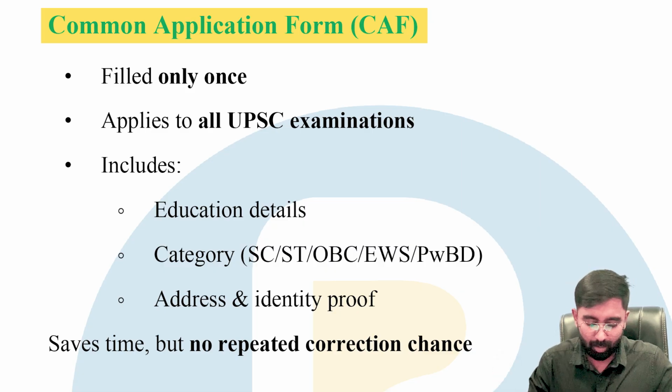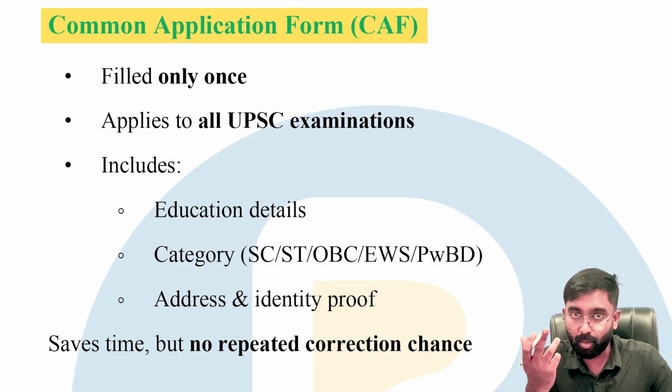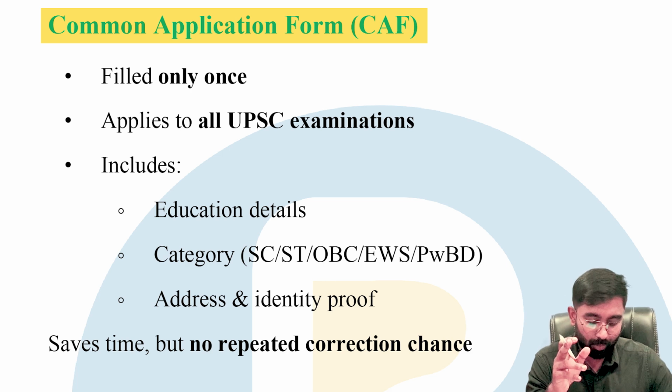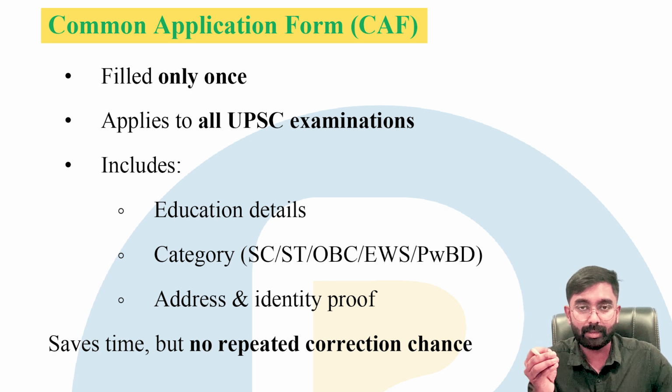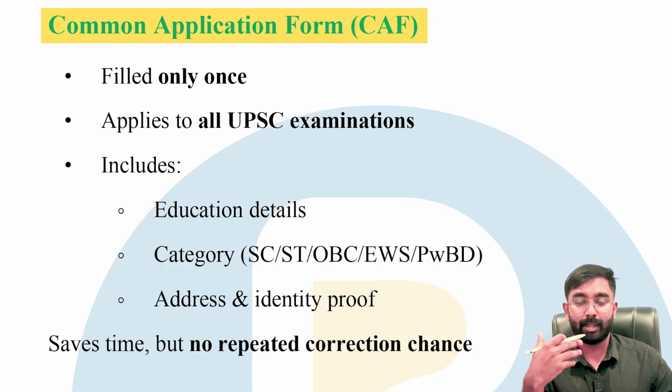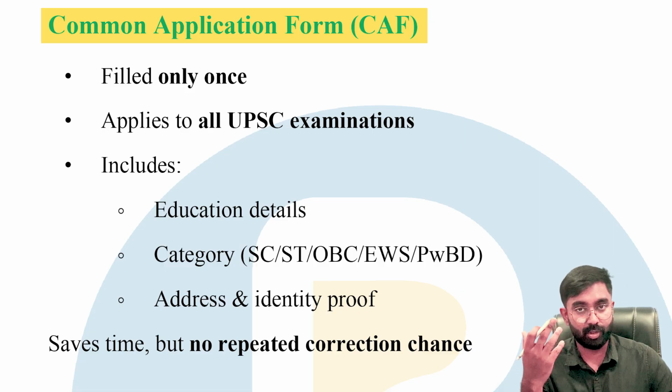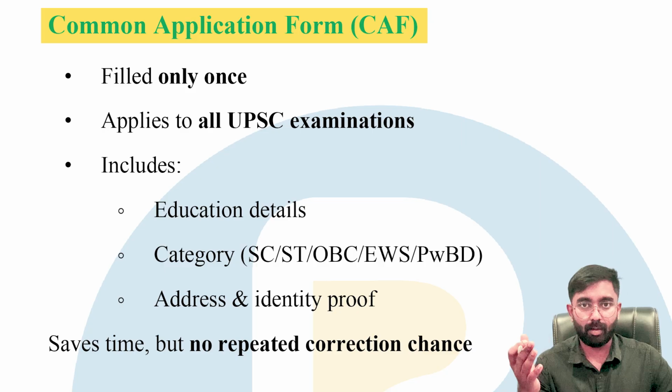And this saves time, but there is no repeated correction scheme. That is also very important. However, this saves time. And also, you have to keep in mind, the common application form is not asking for information which changes time and again, right? It is asking about your education details, which are already readily available. Your 12th marks card, your 10th marks card, your graduation certificate, and all of those things won't change, right?